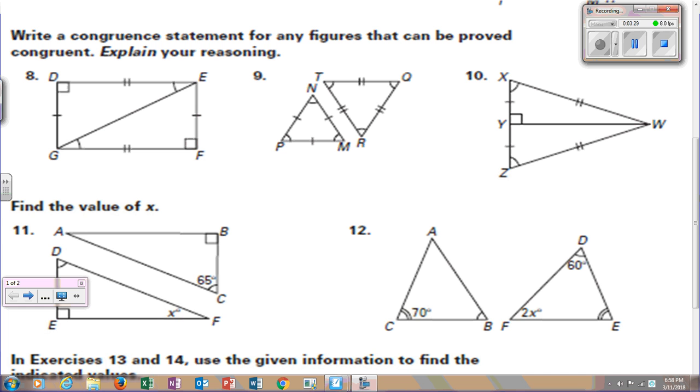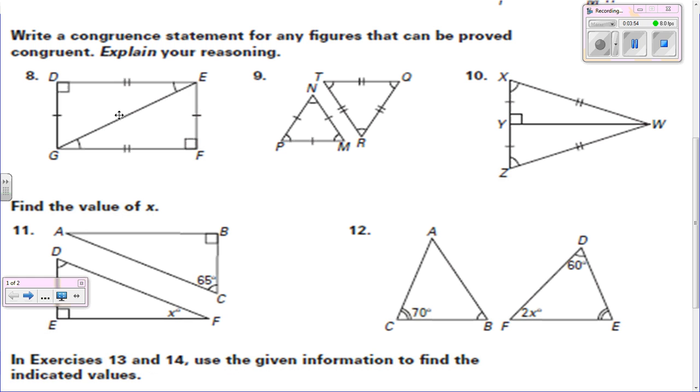Okay, 8 through 10. Write a congruent statement for any figures that can be proved congruent. Explain your reasoning. Okay, so we have angle E congruent to angle G. Angle D is congruent to angle F. EF is congruent to DG. GF is congruent to DE. Then EG is congruent to itself.